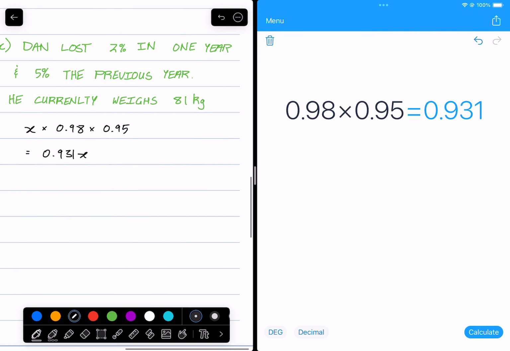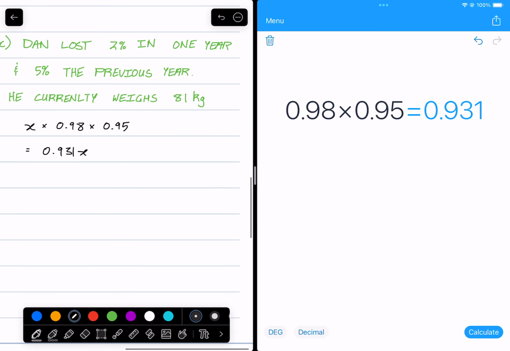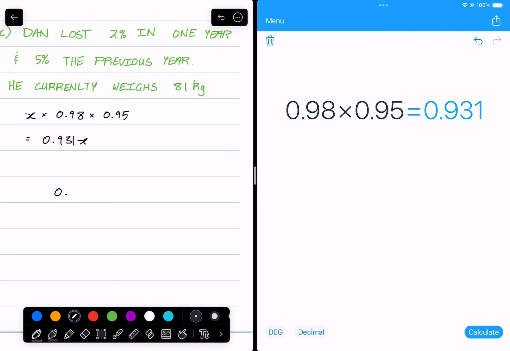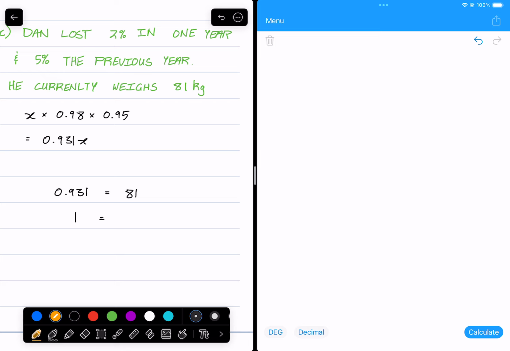If we multiply just those percentages, 0.98 times 0.95, that gives us 0.931x. Well, we are now just going to find his original amount. Okay, so this means 0.931x is the current weight of 81 kilograms. And we want to find the original 100%. We do this by dividing each side by that value there.